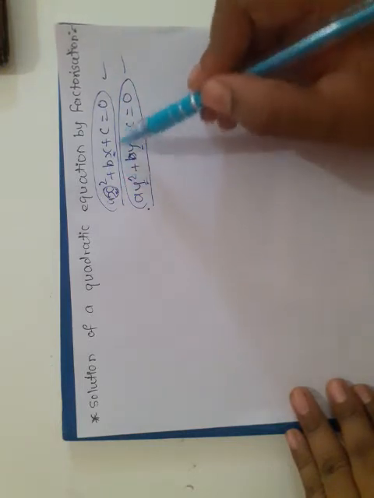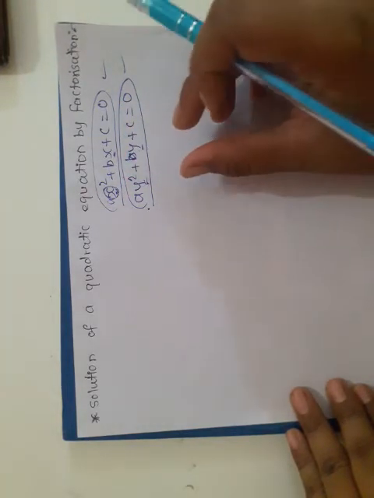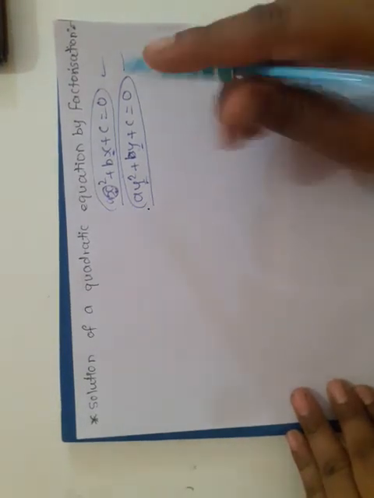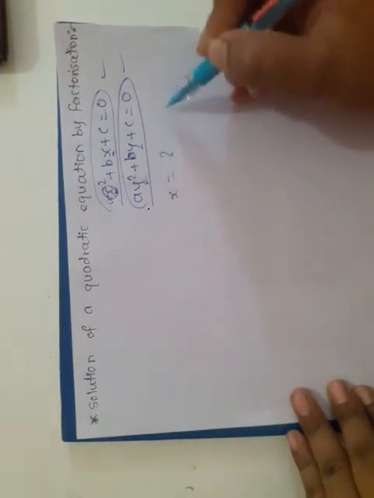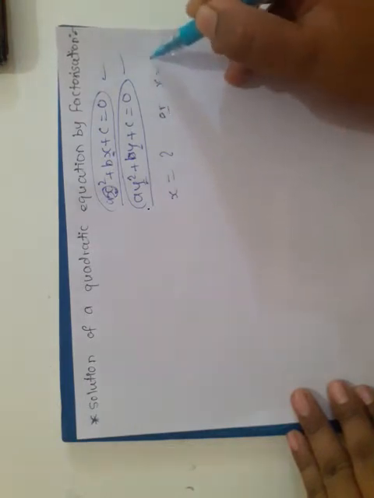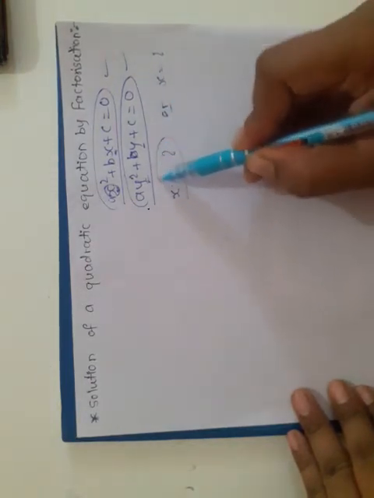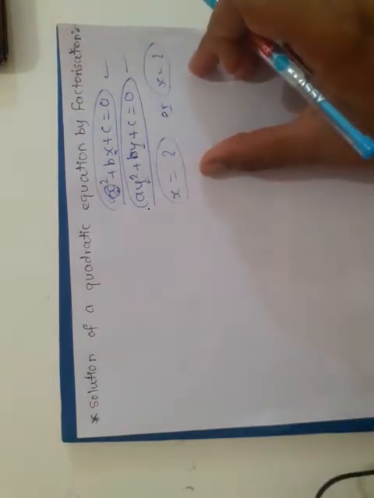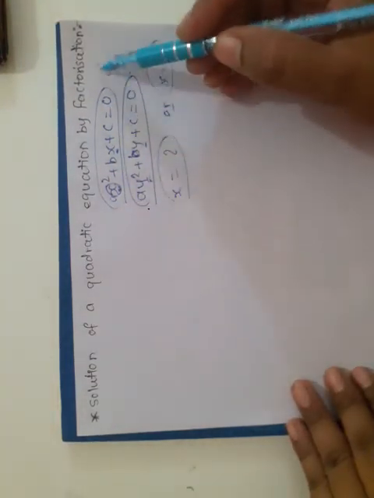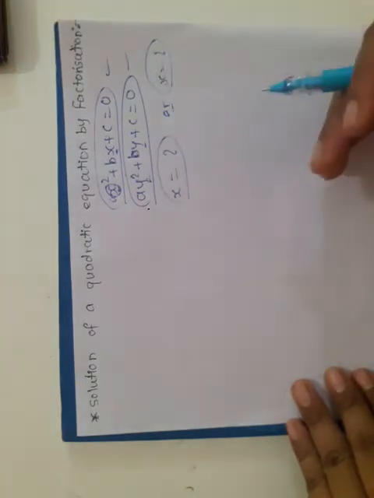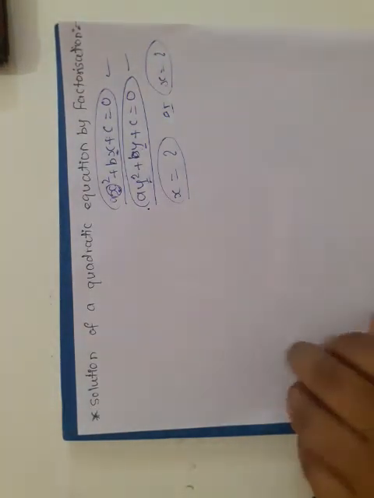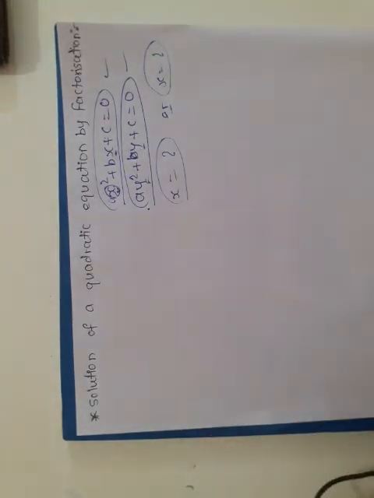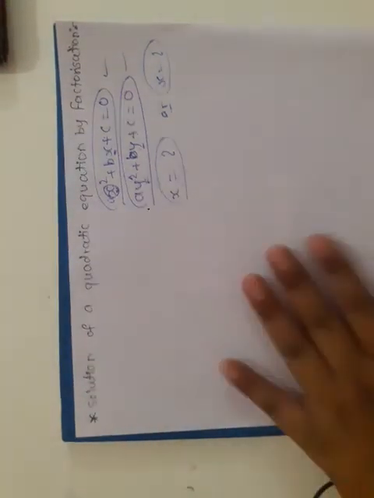If the given equation is a quadratic equation, then we get exactly two roots. That means we get x is equal to something, or x is equal to something else. We get the same variable x, but two values of that x. So, solution of a quadratic equation by factorization. You have already seen in 9th class how to factorize a quadratic equation by splitting the middle term. The same method we have to use here.